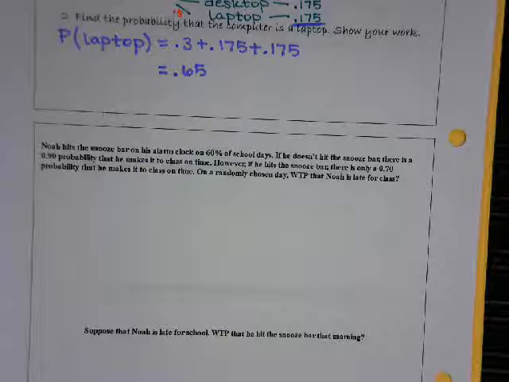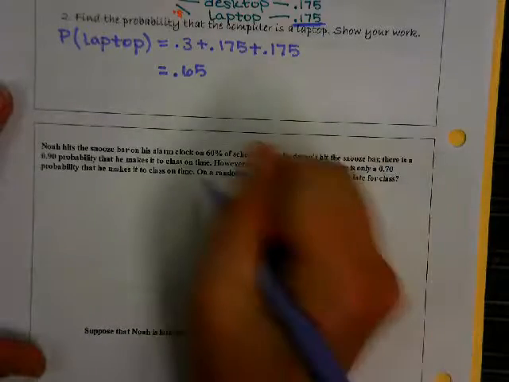So we're going to say Noah hits the snooze bar on his alarm clock on 60% of school days. If he doesn't hit the snooze bar, there is a 0.9 probability that he makes it to class on time. However, if he hits the snooze bar, there is only a 0.7 probability that he makes it to class on time. On a randomly chosen day, what's the probability that Noah is late for class? You guys are going to make the tree diagram, and then you're going to answer this question.